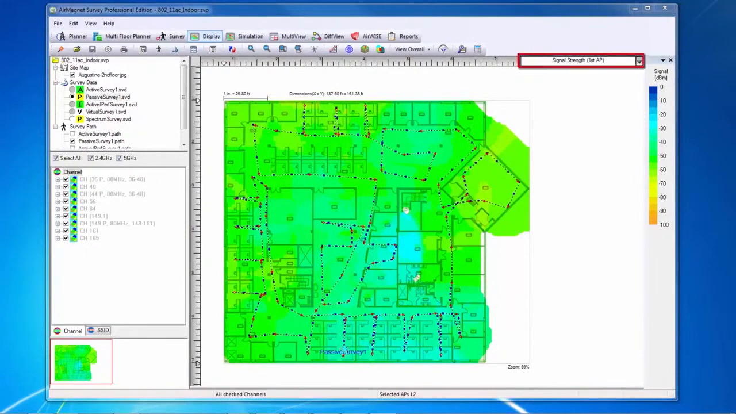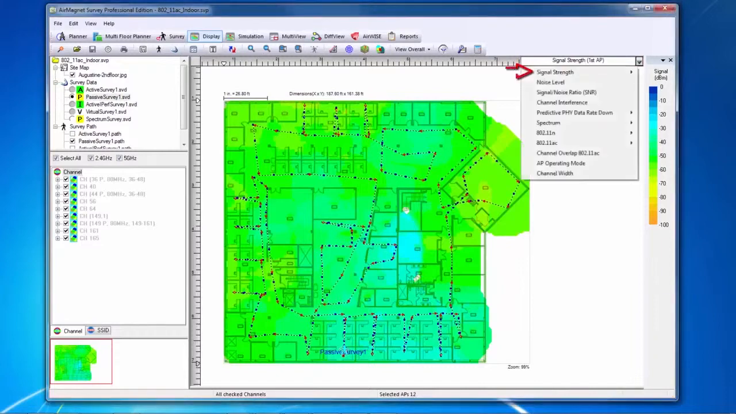The pull-down menu in the top right corner shows us the available heat maps. We have signal strength, noise level, signal to noise ratio, channel interference, predictive PHY data rate, spectrum, 802.11n, 802.11ac, channel overlap for 11ac, AP operating mode, and channel width.